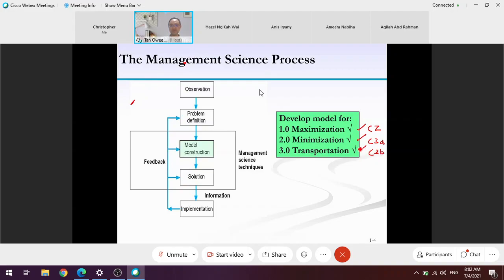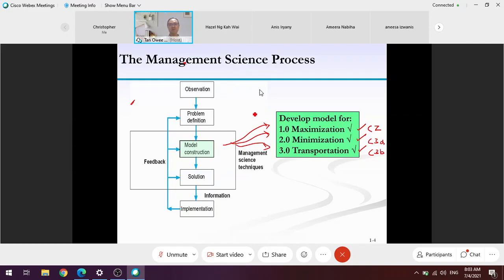If we look from the holistic perspective, the management science process only involves 2 steps. The first step is model construction, or developing the model, and then subsequently solutions. We will start discussing solutions from this week onwards. But before I proceed, there's one thing you must know: model construction, like the one we discussed in weeks 2 and 3, for maximization, minimization, and transportation, we do it manually.